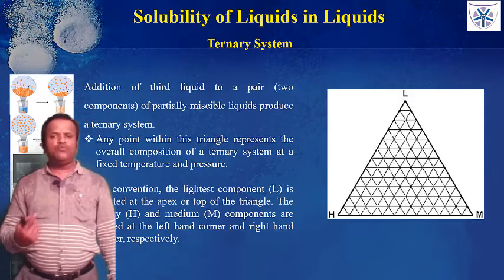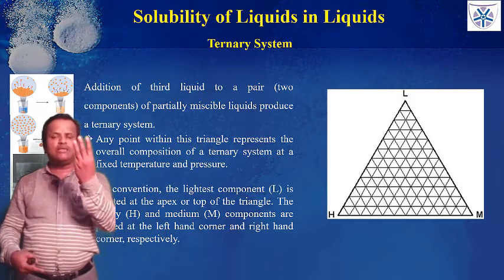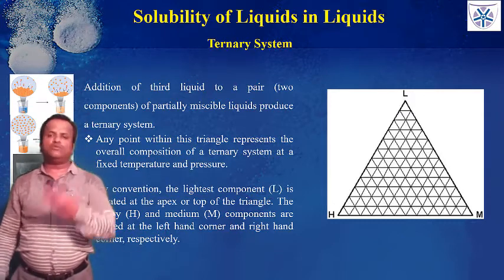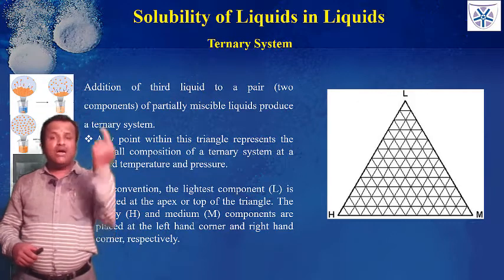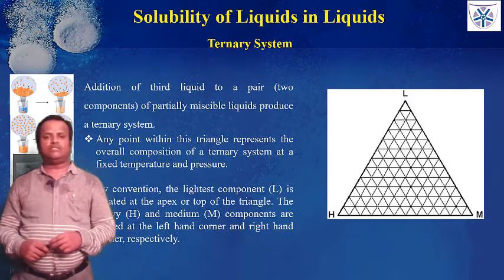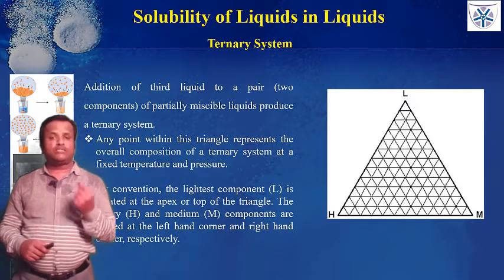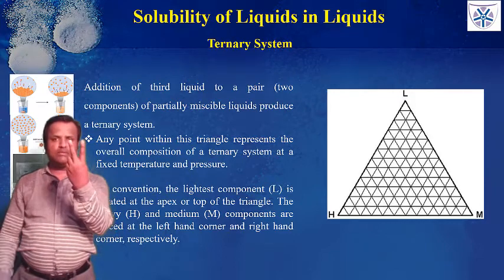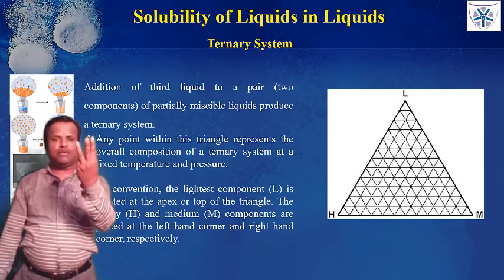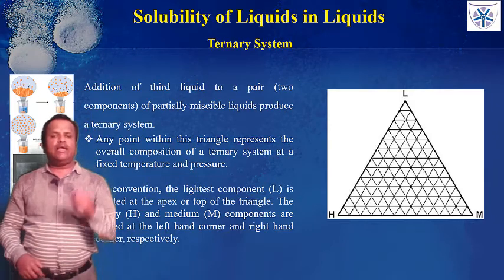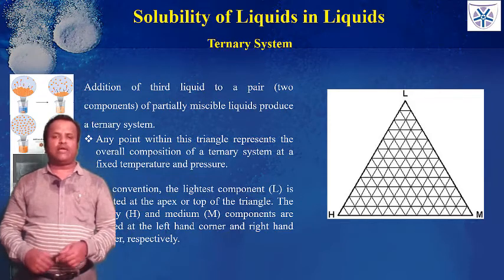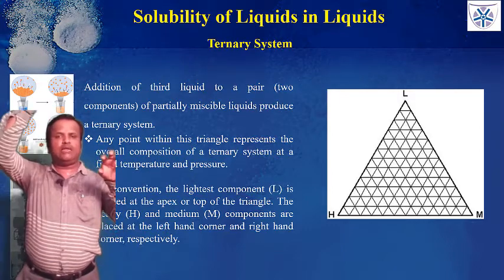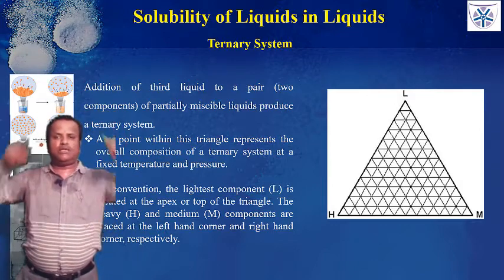So far we have discussed two-liquid systems. Now we are going to discuss the ternary system. That means three liquids exist in one system, and how the proportions are. The addition of a third liquid to a pair of partially miscible liquids, that is, a two-component system, produces a ternary system. We have the two-liquid system, we add the third component, and it becomes a ternary system. On the right side I have shown a triangle: H is one liquid, M is another liquid, and L is another liquid. It is a three-component ternary system.